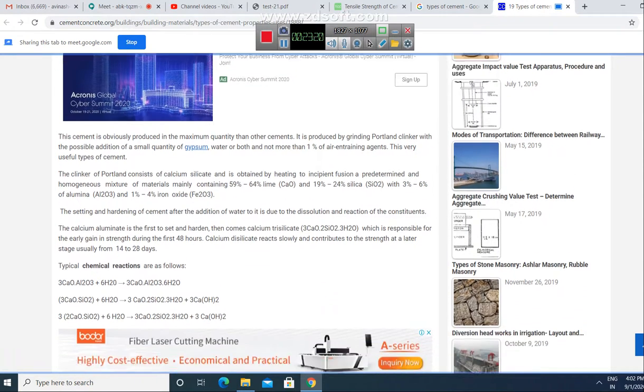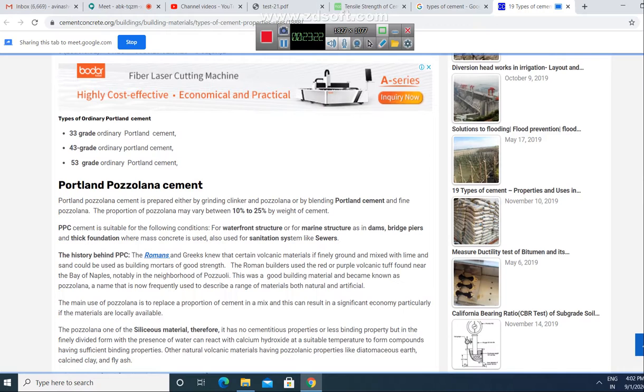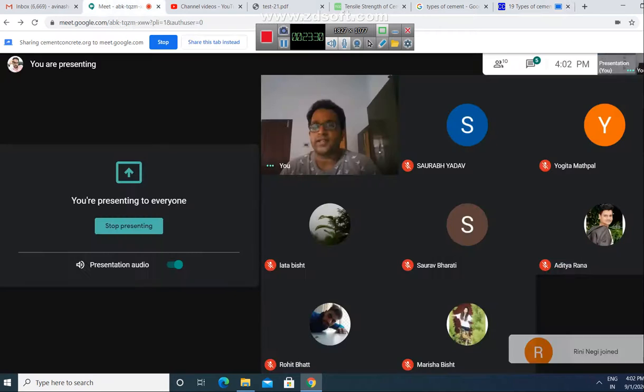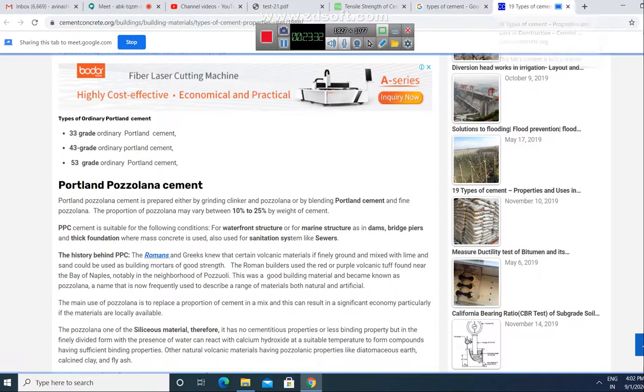Now, what are the other types of cement? There are 3 grades of ordinary Portland cement: 33 grade, 43 grade, and 53 grade ordinary Portland cement. Ordinary Portland cement is the most commonly used cement, abbreviated as OPC. There is another type of cement known as Portland Pozzolana cement, which is denoted as PPC.